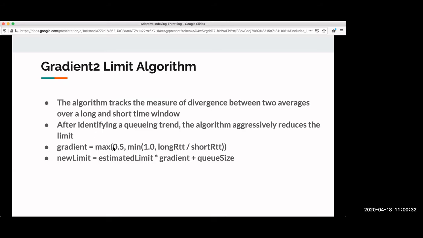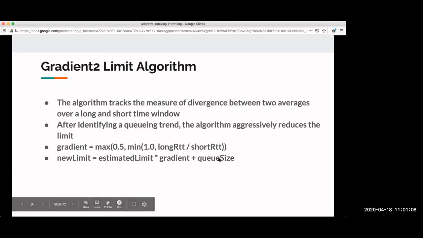If you look at the function, it is just taking the max of 0.5 and the minimum of 1 and the long window response time divided by the short window response time. Suppose the long window response time was 500 and the short window response time increased to, say, 750. In that case, the gradient will come out to be 0.66. So we'll reduce our limit suddenly from 10,000 to 6,000. So this also very aggressively reduces the limit.